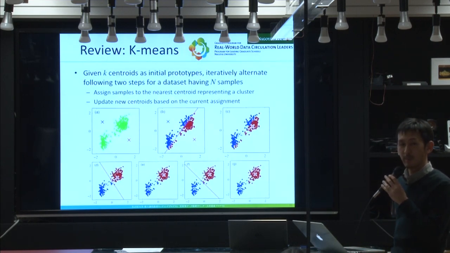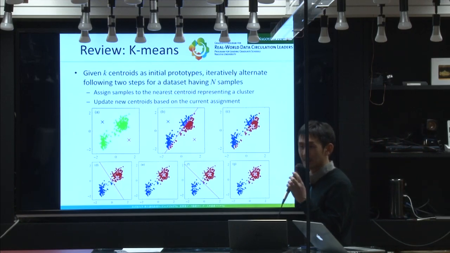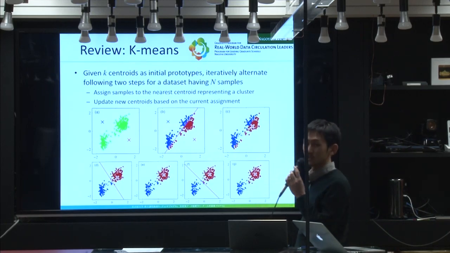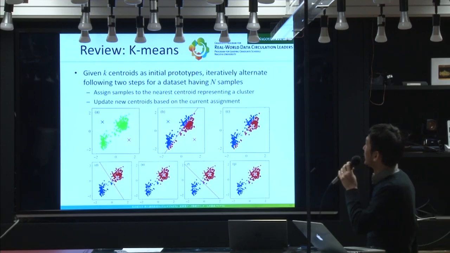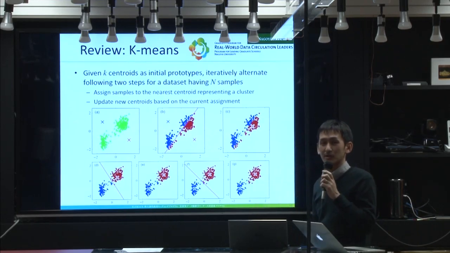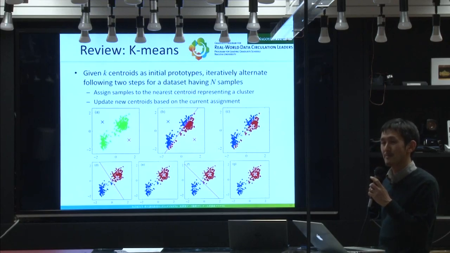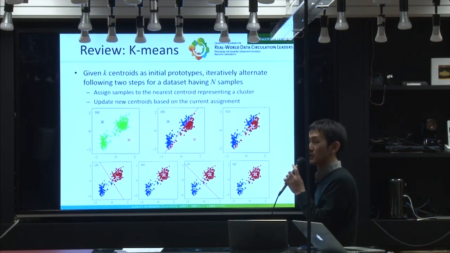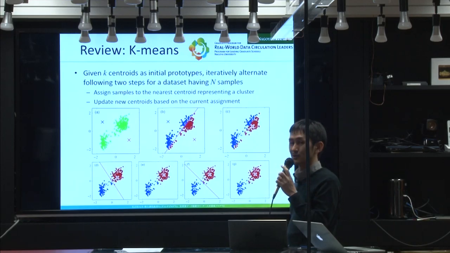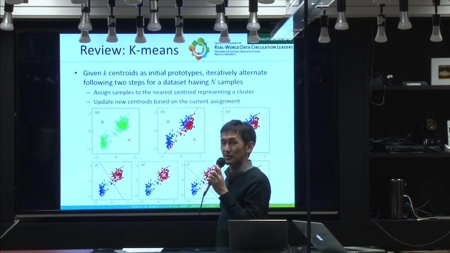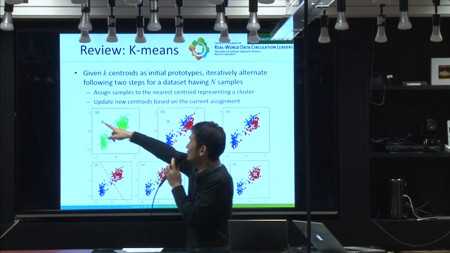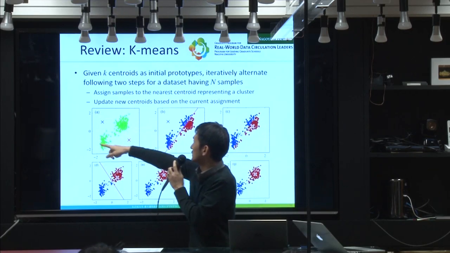So, second exercise. I will give you an exercise on k-means. First, I will review k-means. First, given k centroids as initial prototypes. In this case, two centroids are given for this data distribution.